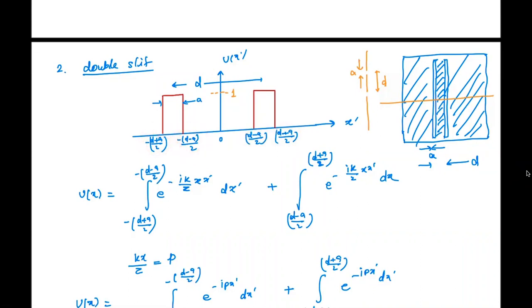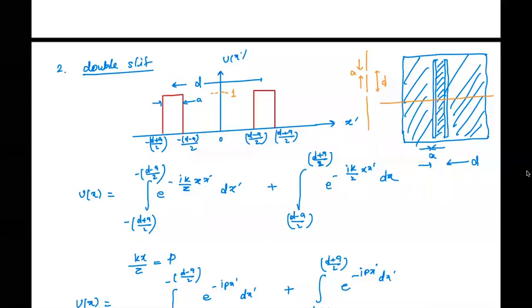You probably have not formulated Young's double slit this way, but if you do it in this way, we can just directly use the diffraction formula that we have just derived. So this is my U(x prime), and I just need to put this in the Fraunhofer diffraction formula that we derived. So then what is U(x)? U(x) is that integral, and since this has two ranges, I can write that integral as two separate integrals: e to the minus i k z x prime, going from minus d minus a by 2 to minus d plus a by 2, and then there's nothing in between.